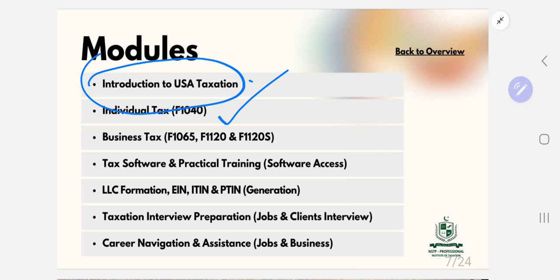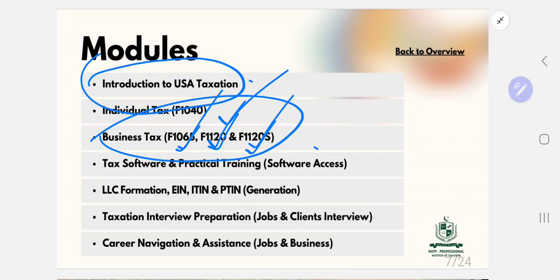Then we have the third module, which is business taxation, which includes form 1065, form 1120 and form 1120S. Form 1065 is used for partnerships, form 1120 is used for corporations and form 1120S is used for S corps or S corporations. These are the business tax returns or business taxation. You will learn about their laws and all their important concepts.